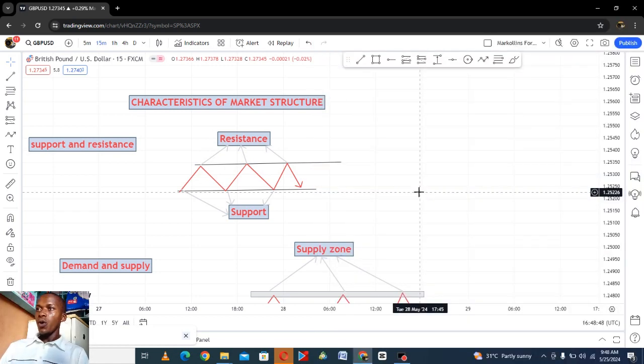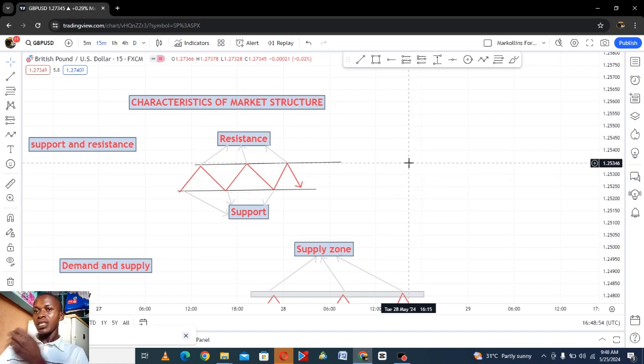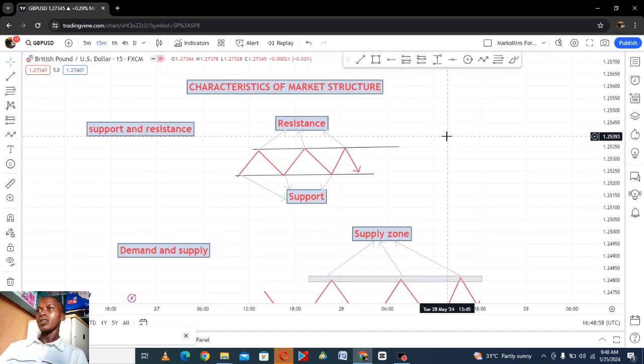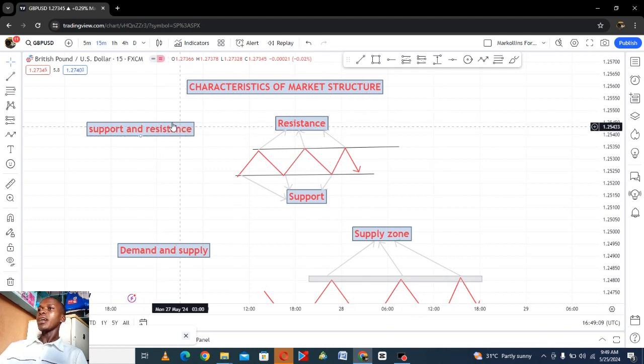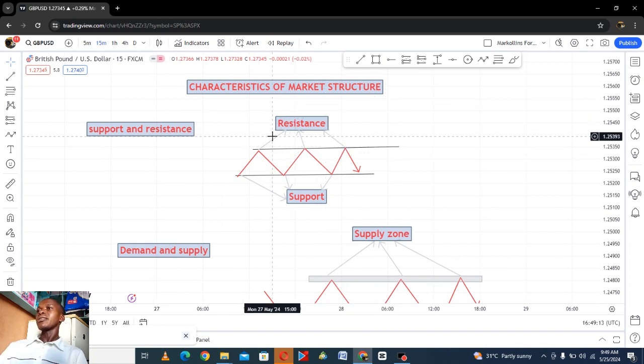So what are we talking about today? We're talking about characteristics of market structure. When we talk about market structure, what are those things that every trader is supposed to know? First of all, we have to talk about support and resistance. We are going to make this video as fast as possible so that we go to the main thing. Support and resistance is one of the characteristics of market structure. Then what is support and resistance?